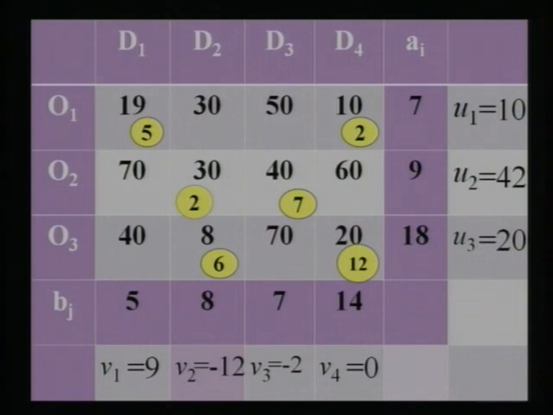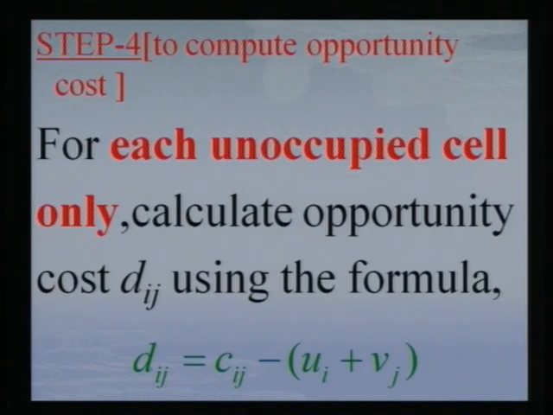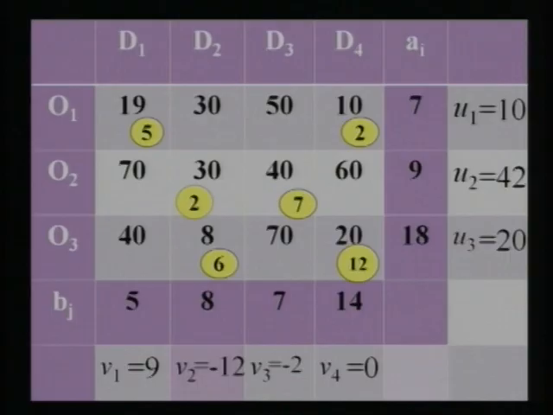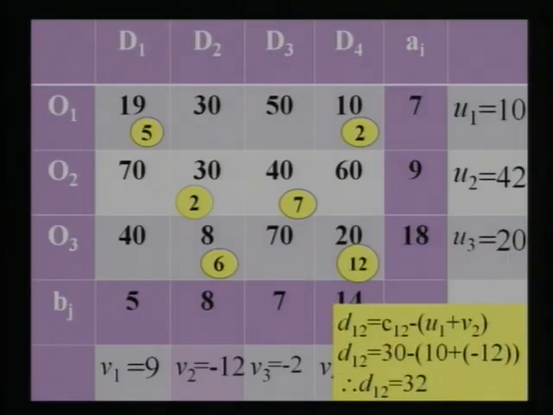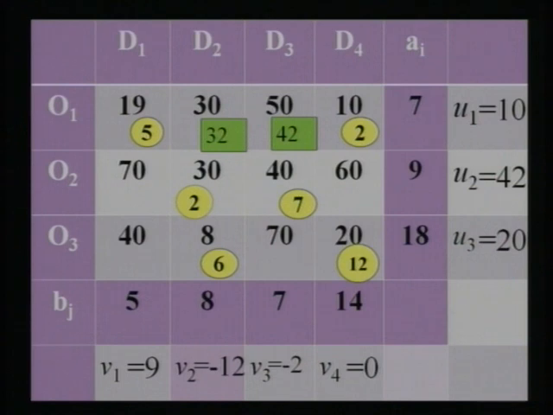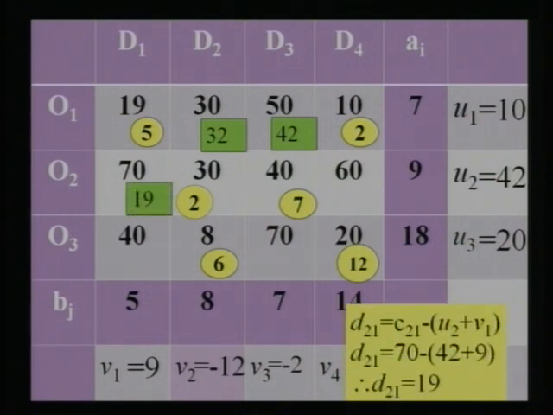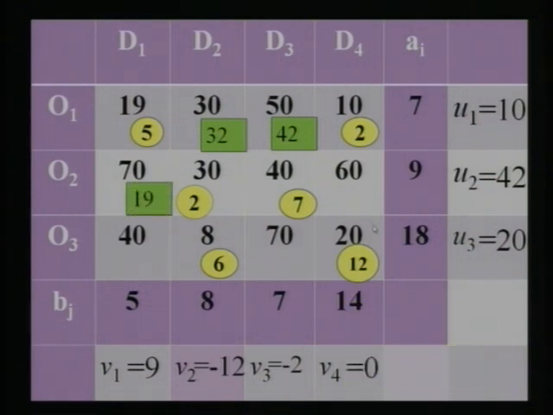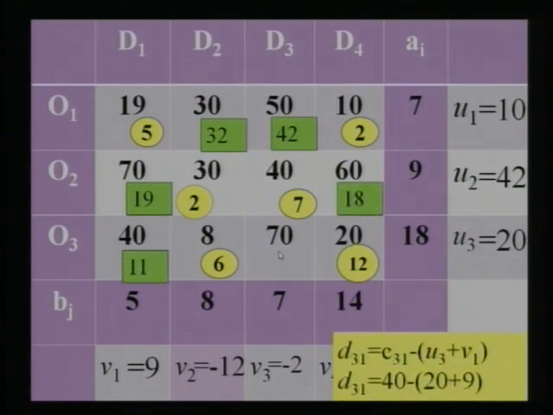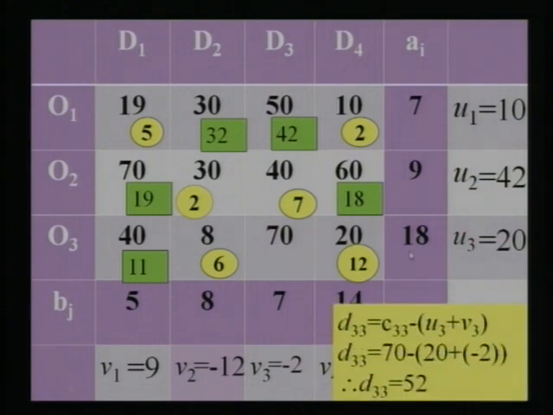And now the next step, after calculating Uis and Vjs, we calculate again the Dij values. Okay, so again for calculating Dijs, let us go through quickly using the formula. Use unoccupied cells and the formula Dij is equal to Ci j minus Ui plus Vj, so that you can find all the opportunity costs. Okay, so you can see here all the opportunity costs are calculated. We have gone through quickly because it is the same process, the same technique.